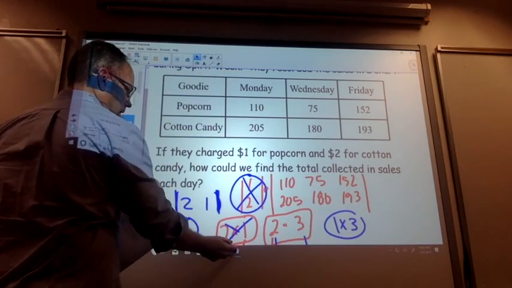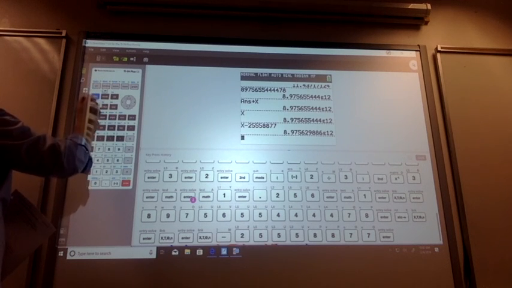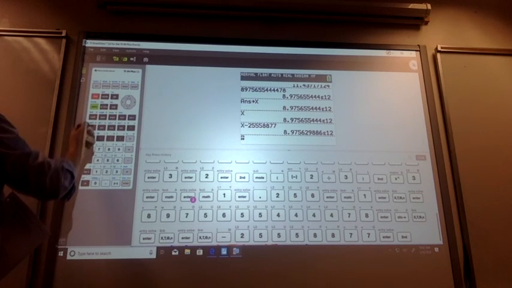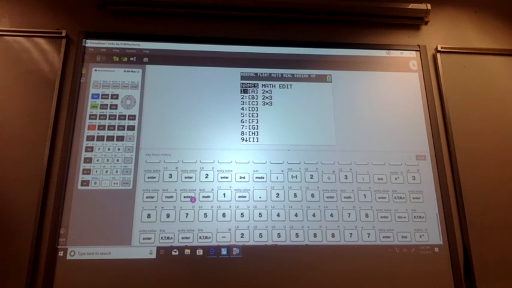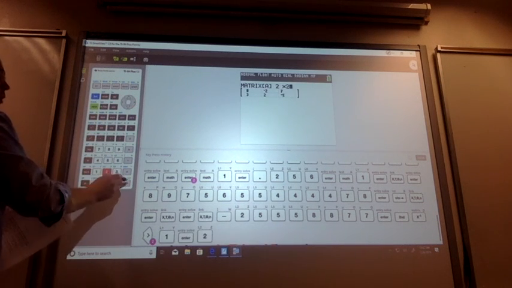Here. I added the second matrix. So I'm going to edit my first one. I'm going to make it a 1 by 2. Agreed?